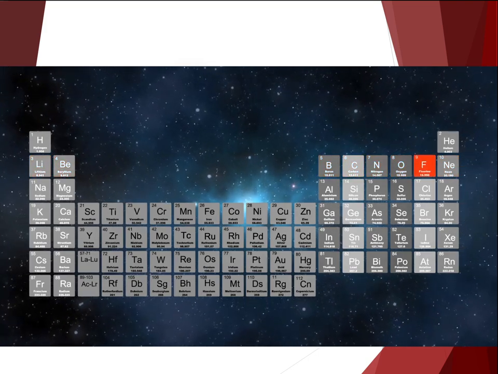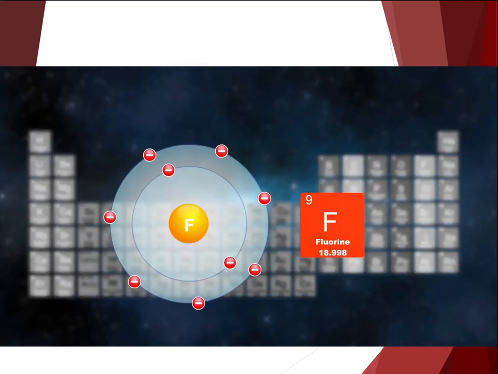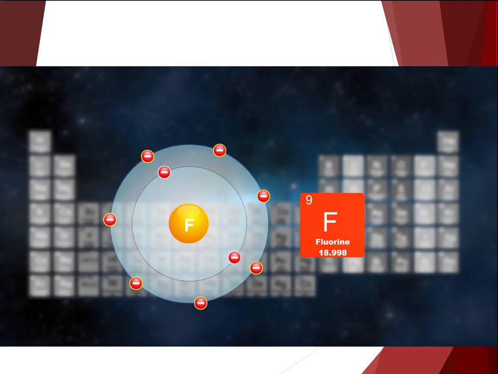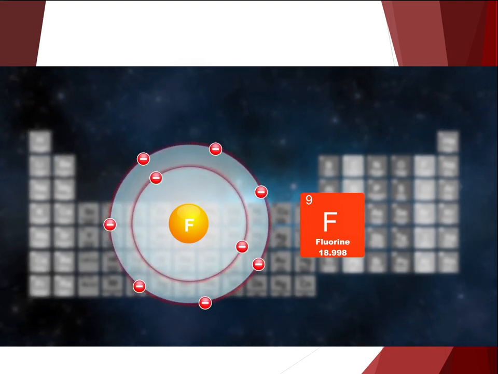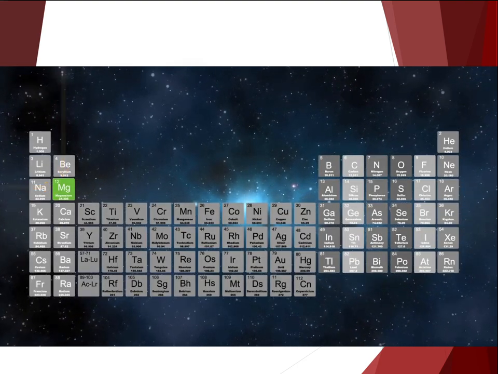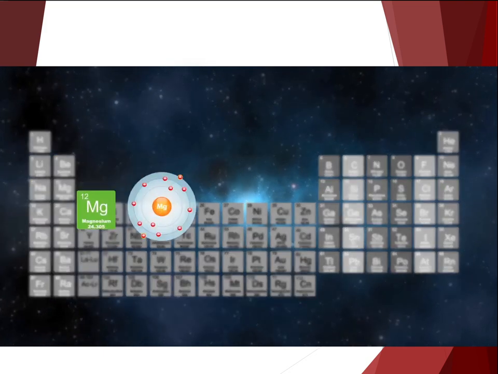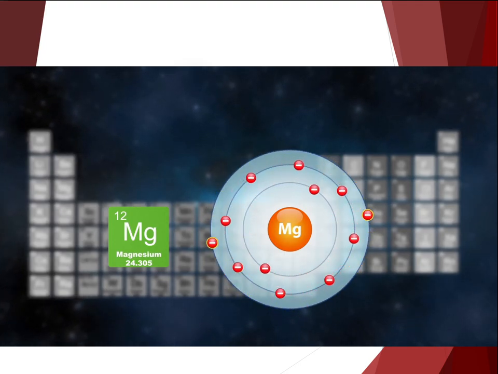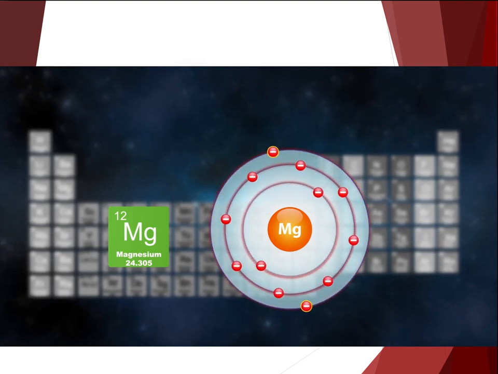Let's put it to the test. Fluorine is in group 7, meaning it has 7 electrons in its valence shell, and period 2, meaning it has 2 shells of electrons. What about magnesium? It's in group 2 and period 3. So it has 2 electrons in its valence shell and 3 electron shells.